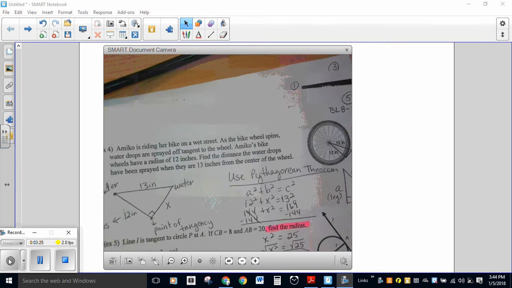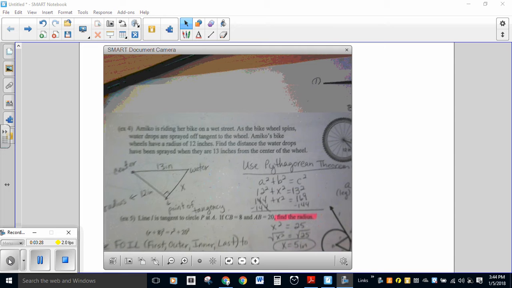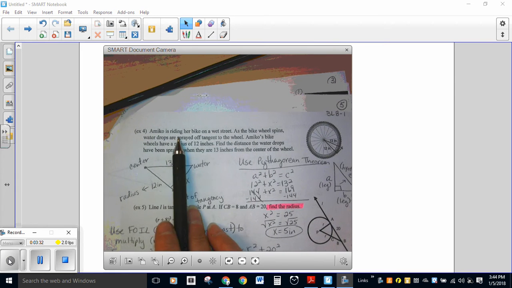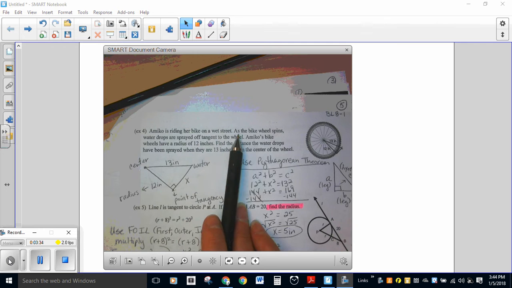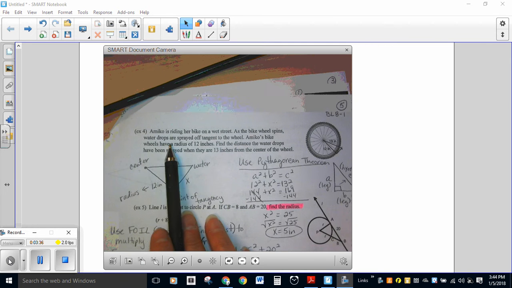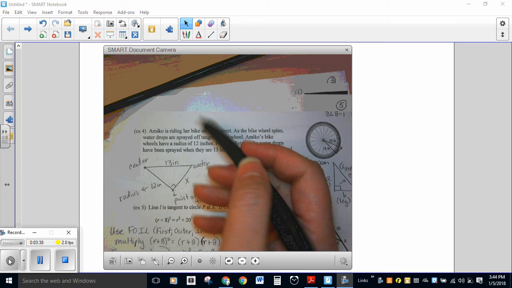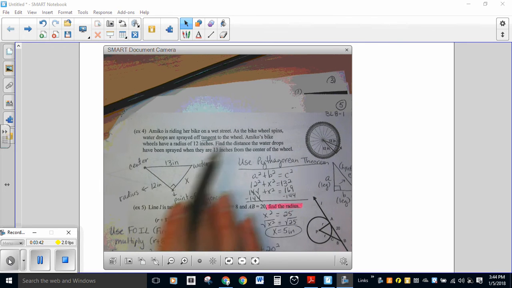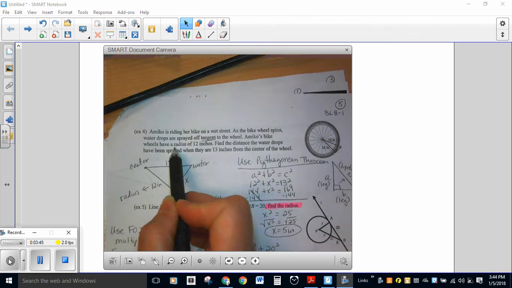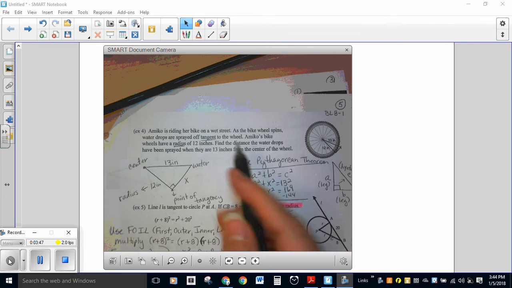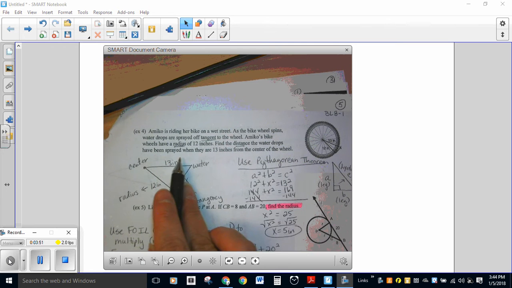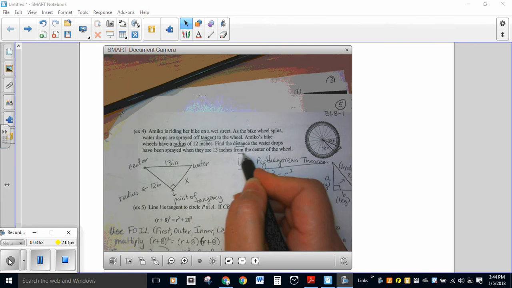Okay, so for exercise number 4, it says Amiko is riding her bike on a wet street. As the bike wheel spins, water drops are sprayed off tangent, and that's the key word, tangent, to the wheel. Amiko's bike wheels have a radius, it gives us the word radius, of 12 inches. Find the distance the water drops have been sprayed when they are 13 inches from the center of the wheel.